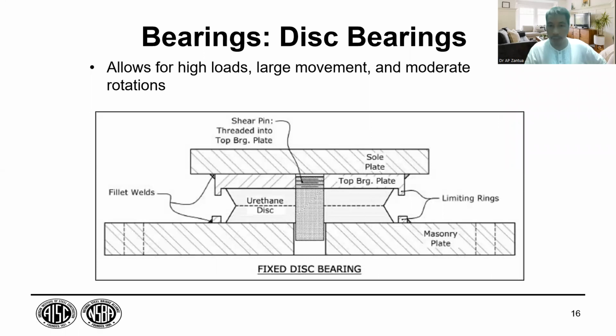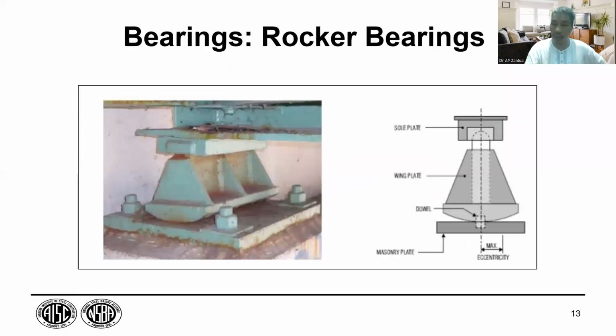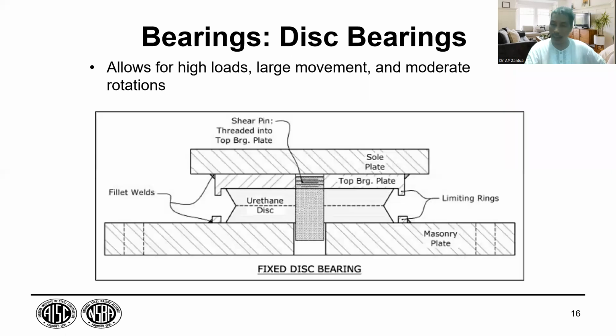So this type of bearing. So there are several types of bearing. Disc, pot, elastomeric, cracker. These are the types of bearings. This type of bearing: urethane is the material, meaning that is plastic. Take note, these plastic materials are so strong. Okay? But they are so expensive. That's why we cannot use this as the main material.